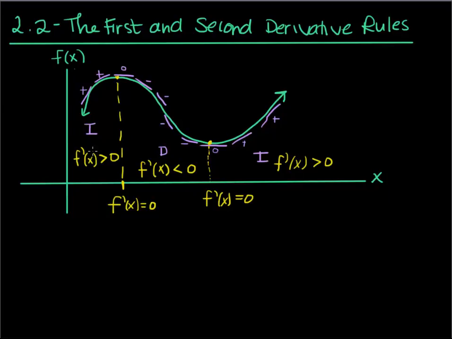And this is basically what the first derivative test is telling us, okay? When we are increasing, what does that mean about our derivative? That it's positive. When the function is decreasing, what do we know about our derivative? It's negative. And then over here, same thing.